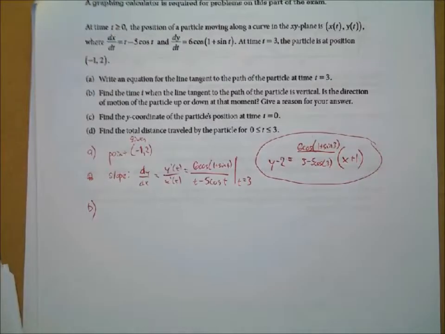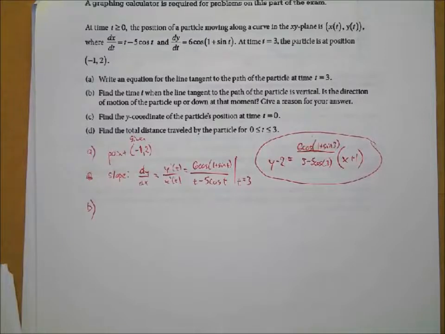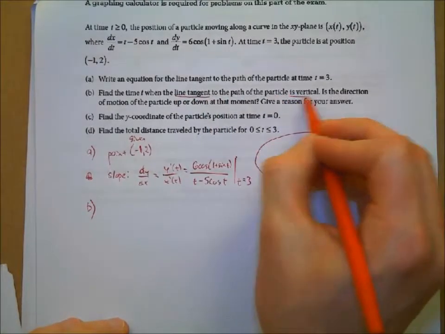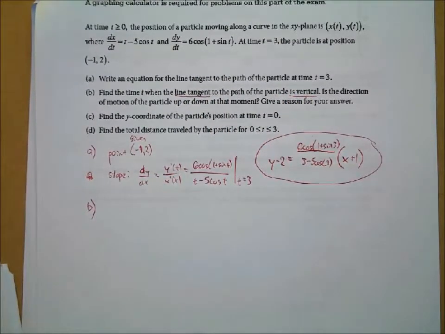Okay, let's try another one here. Letter B. Find the time t, okay, so we're looking for a time t when the line tangent to the path of the particle is vertical. Is the direction of motion of, well, let's just stop right there. So, the tangent line is vertical. So that means we want what to be what?